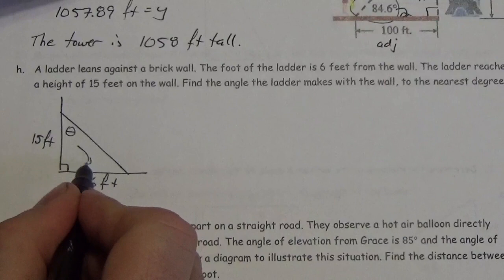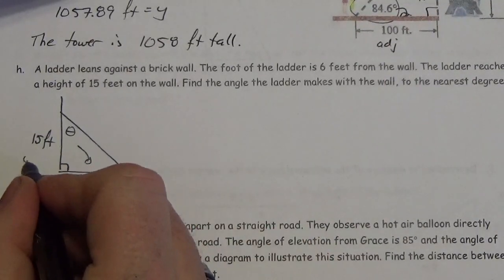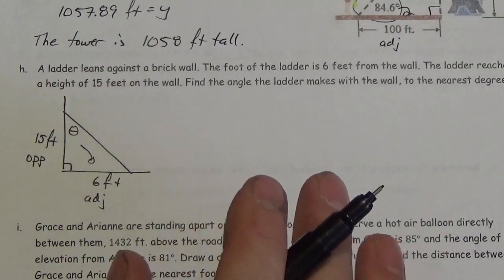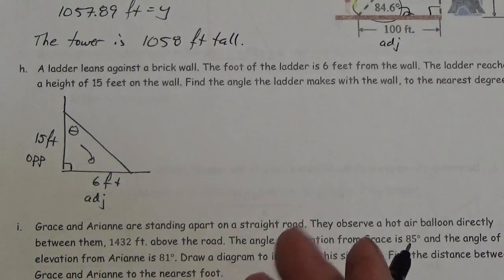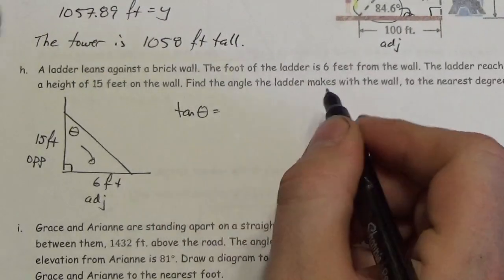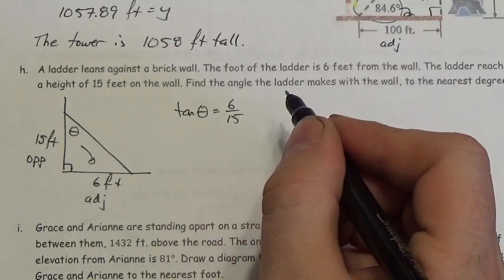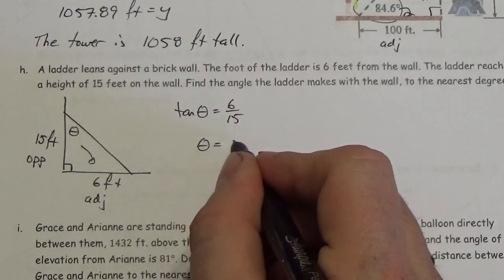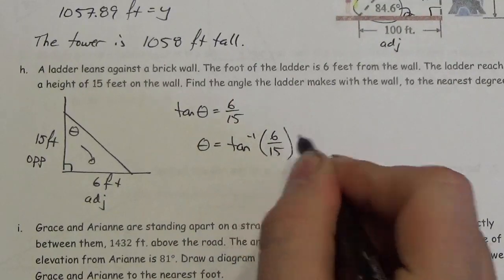So in this case right here, I can see that the 6 feet is going to be my adjacent and the 15 feet is going to be my opposite. So I can come up with a ratio that uses the opposite and the adjacent. And I know that that is, once again, my tangent ratio. So the tangent of theta, this time I don't know the angle, but I do know that my sides are 6 and 15. Okay? So to figure out what that angle is, I'm going to use the inverse tangent of 6 over 15.